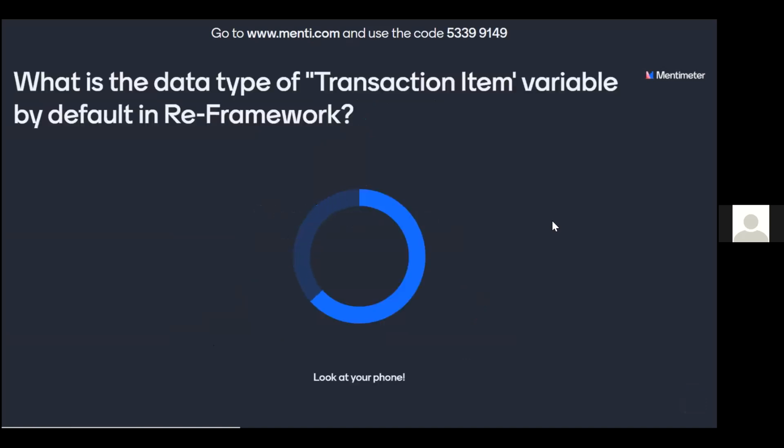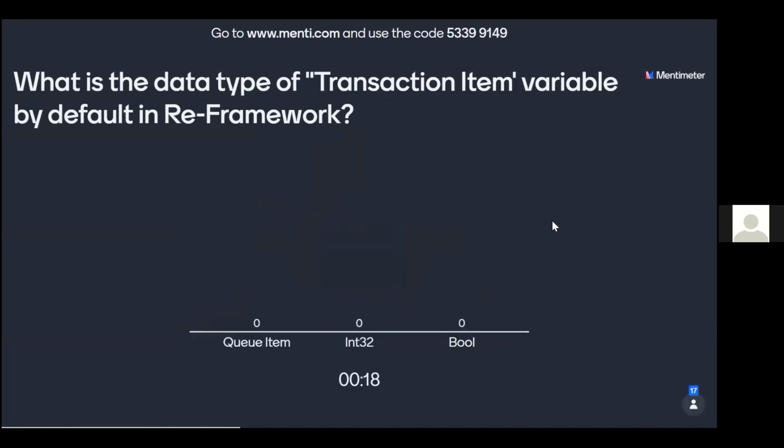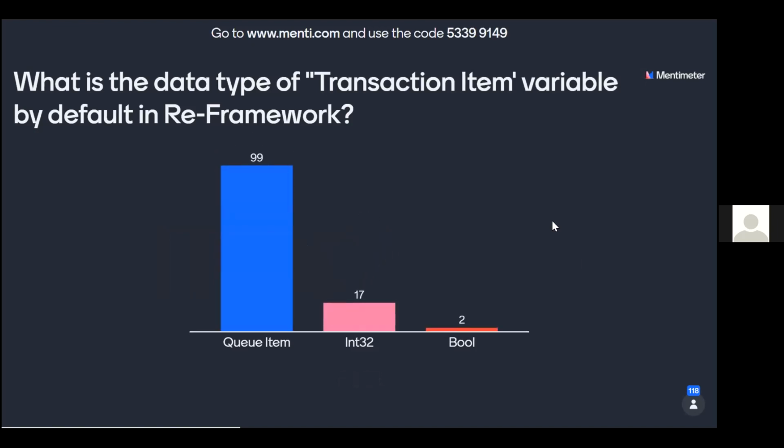Second question, what is the data type of transaction item variable by default in ReFramework? So what is the data type of transaction item variable by default in ReFramework? There are 3 options. So it's an easy question again. So the answer is Queue item.